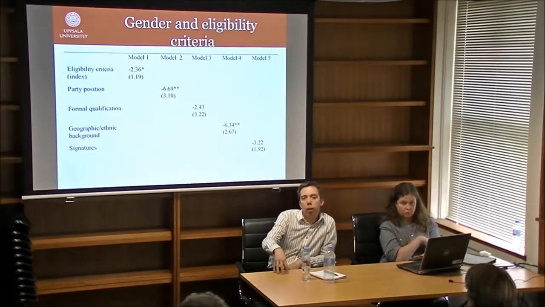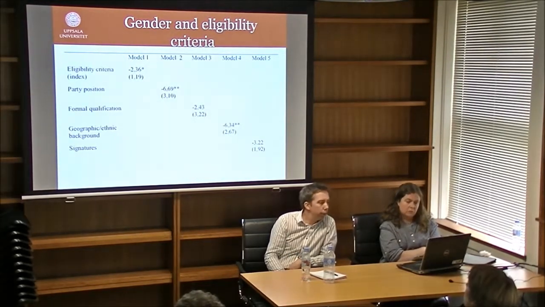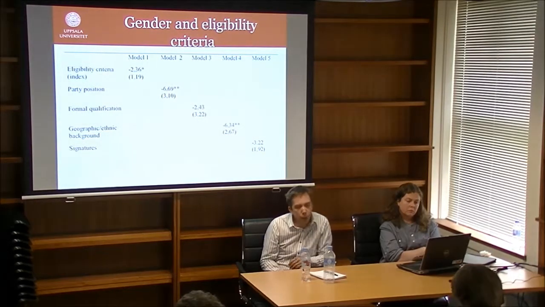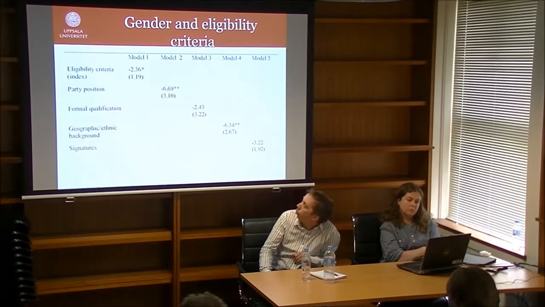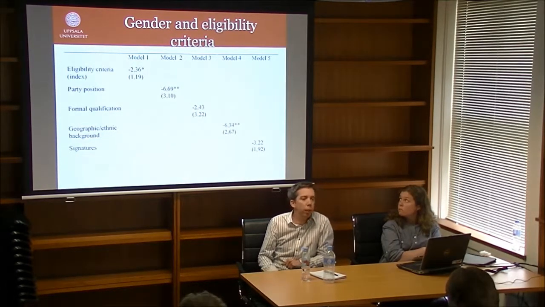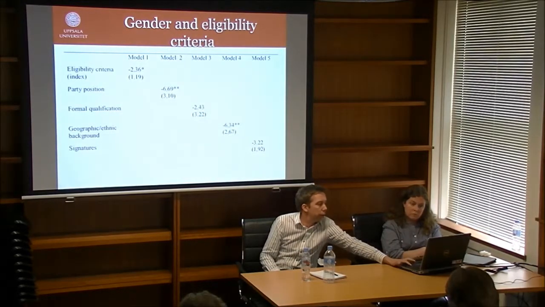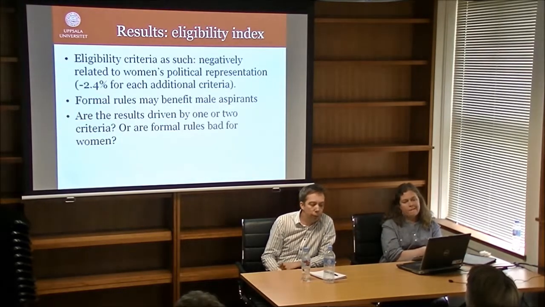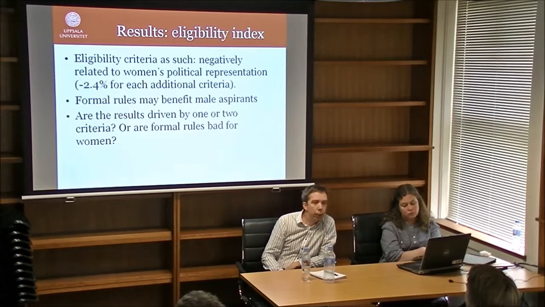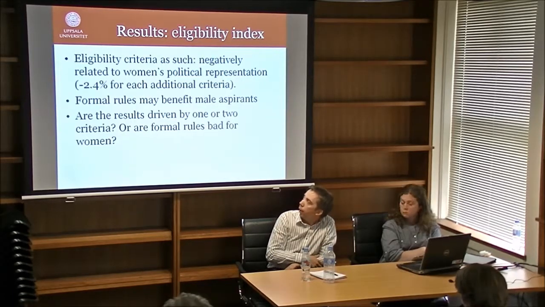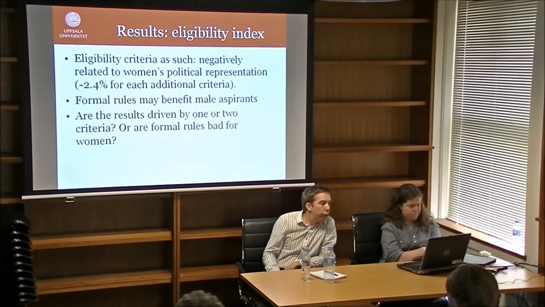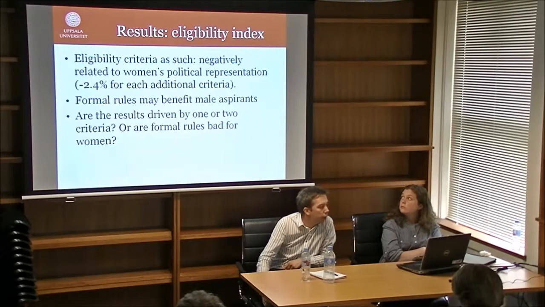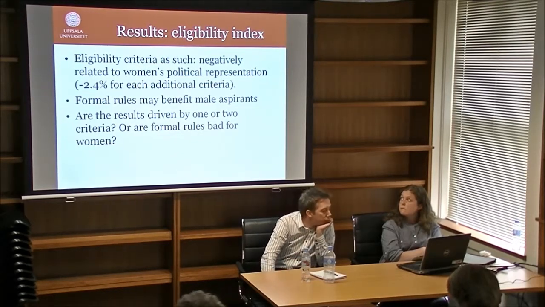As you can see, the dependent variable is the level of women, and there's a negative relationship to women for each of these, but there's statistical significance in some of them and not in others. Starting with the eligibility index, there seems to be a negative relationship with women's political representation: about 2.4 percentage points fewer women for each additional criterion. And we have this linear idea. Later on we can perhaps think about nuancing that.